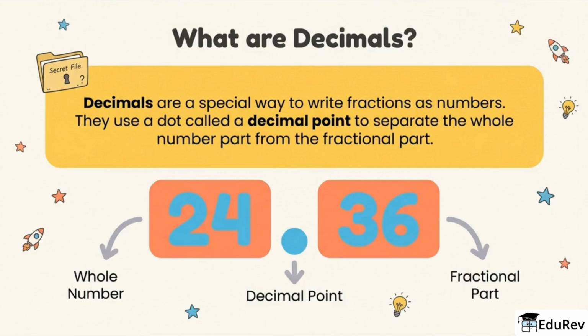A decimal is a special way to write parts of a whole using a dot called the decimal point. The digits to the left of the point show the whole number, and the digits to the right show the fractional part. Think of the decimal point as the boundary between the whole number and the smaller pieces that follow.